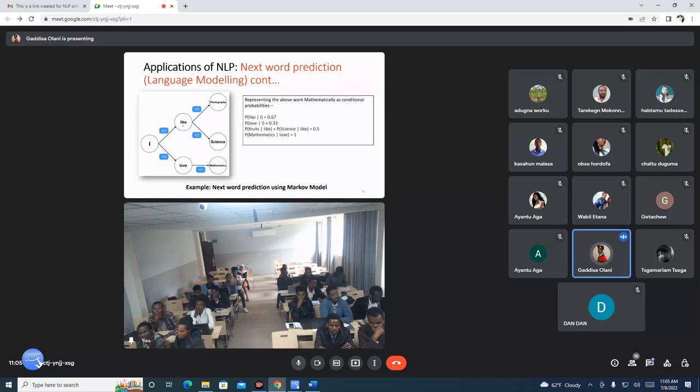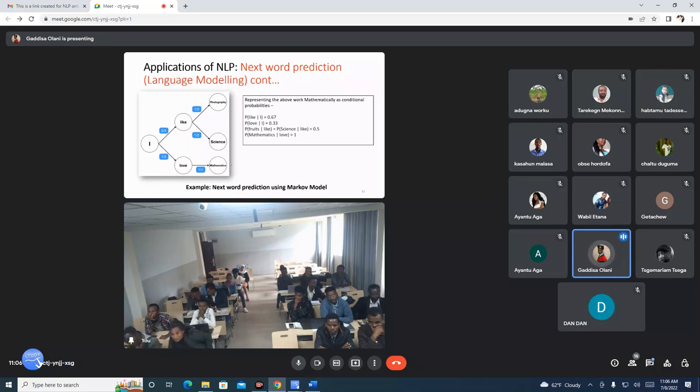Okay, so that's how the prediction works after you type and press space. The third one is: what is the probability that a given person will type photography after typing like? So that's 1/2. Whether it is I like photography or I like science, each is one half.